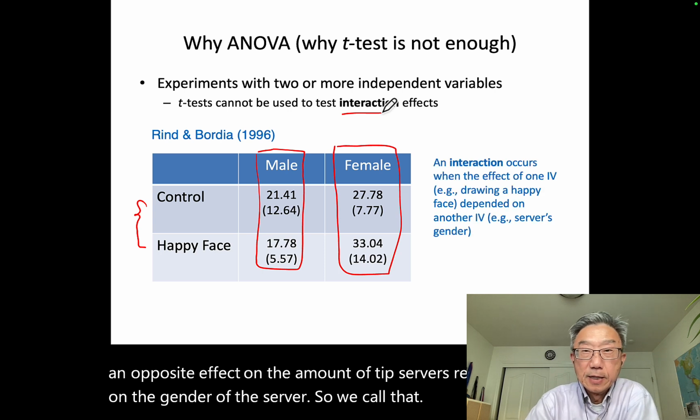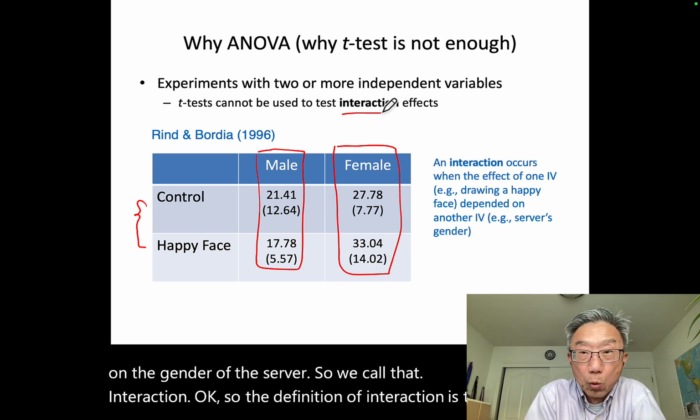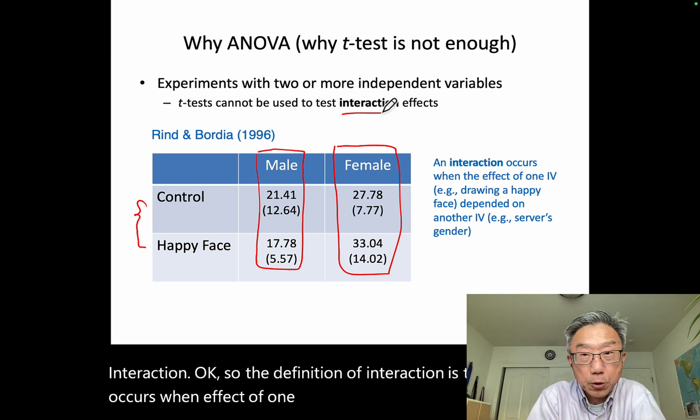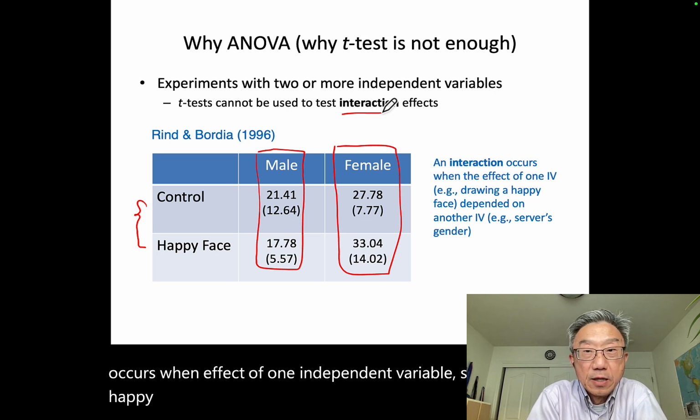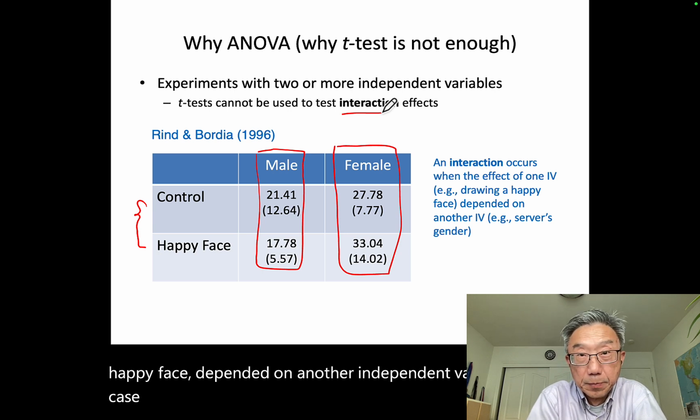Okay, so the definition of interaction is that interaction occurs when the effect of one independent variable, such as drawing a happy face, depends on another independent variable. In this case, it's gender.